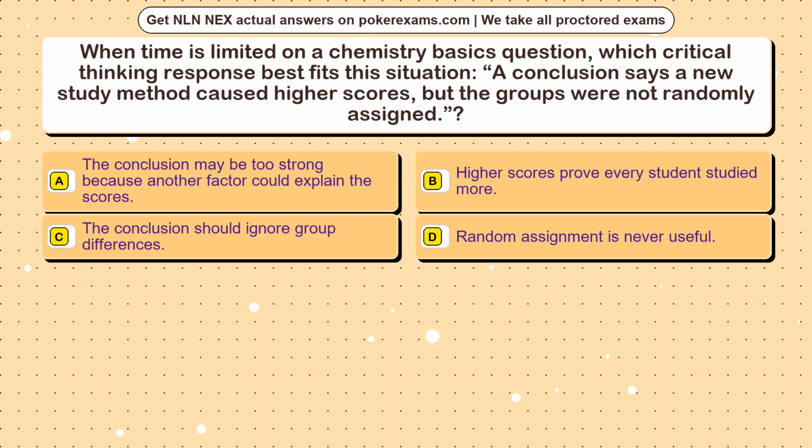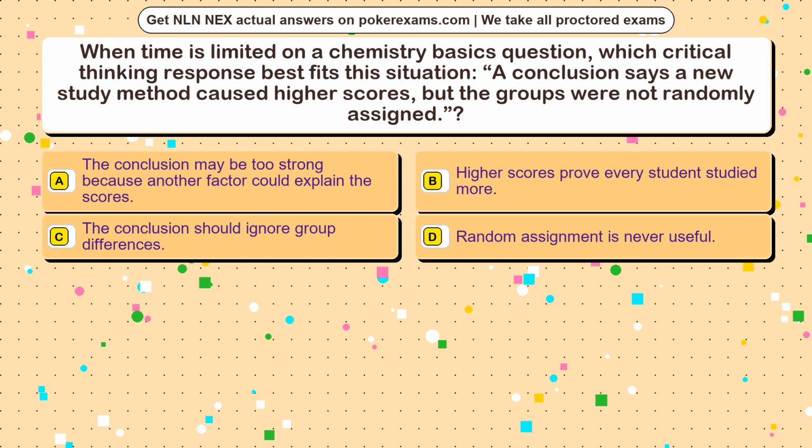Question 5. When time is limited on a chemistry basics question, which critical thinking response best fits this situation? A conclusion says a new study method caused higher scores, but the groups were not randomly assigned. Option A. The conclusion may be too strong because another factor could explain the scores. Option B. Higher scores prove every student studied more. Option C. The conclusion should ignore group differences. Option D. A random assignment is never useful.